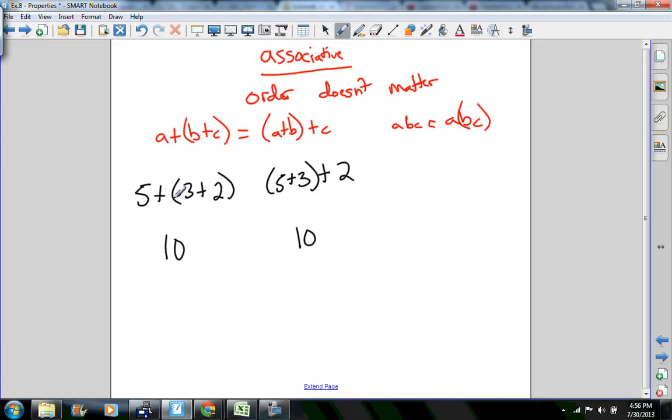If we kept the same numbers, but we changed the signs to be multiplication instead. So this is 5 times 3 times 2. Well, 3 times 2 is 6. 6 times 5 is 30. My brain froze for a second there. And then if we did it in a different order, we did 5 times 3 first, and then we multiplied times 2 at the end. Well, 5 times 3 is 15. 15 times 2 is still 30. Order doesn't matter. So if you see the word associative, think order doesn't matter. Okay?